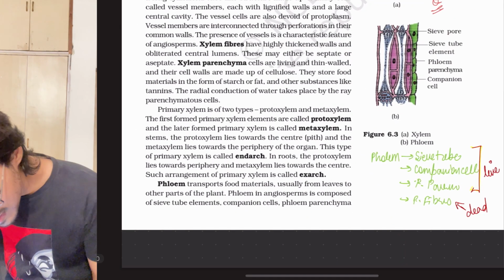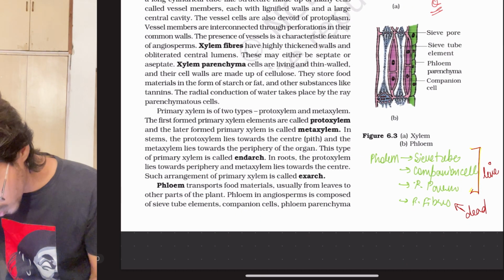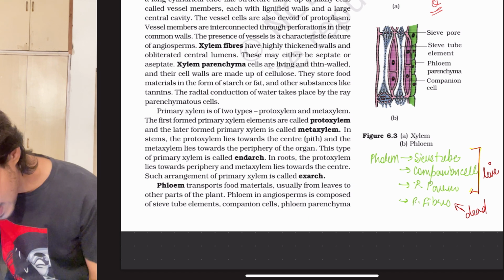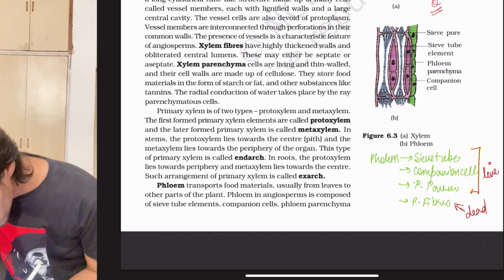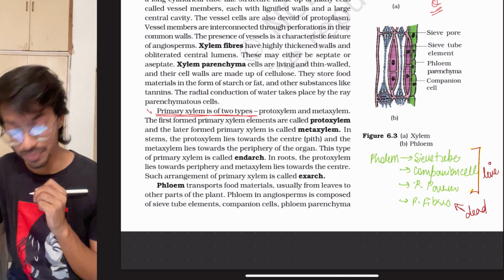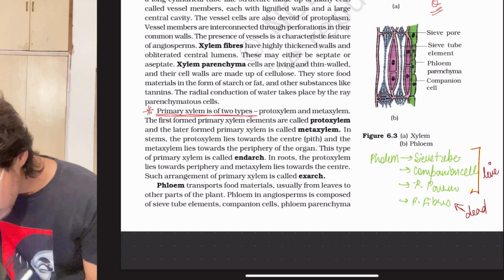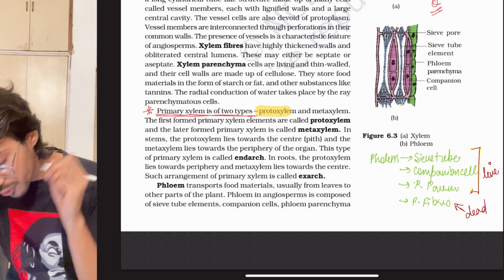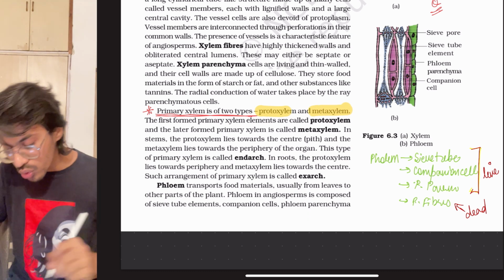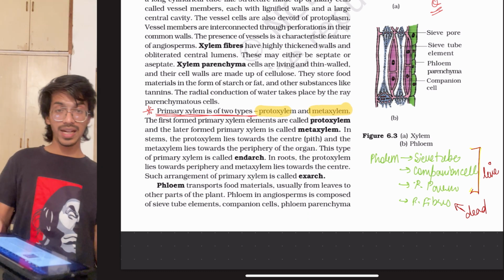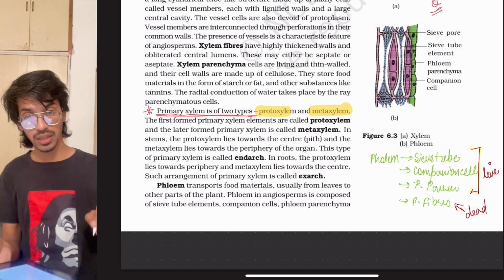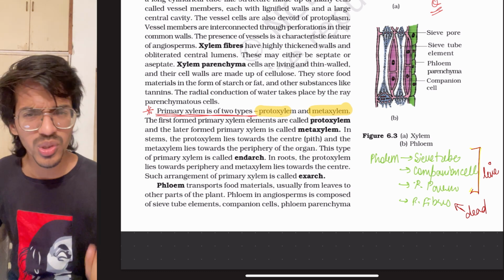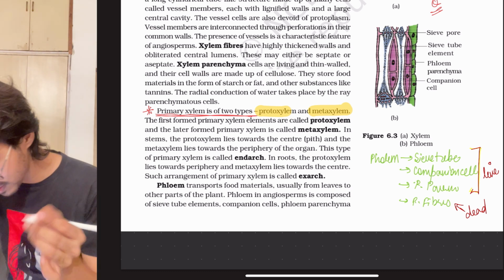That there is primary xylem and secondary xylem, no issue. Okay. So the primary xylem is of two types. Important statement, from here the question can come. So it is protoxylem and it is metaxylem. Okay, now first the protoxylem is formed and then the metaxylem is formed. Proto means what? Primitive. So this way you can remember the step.